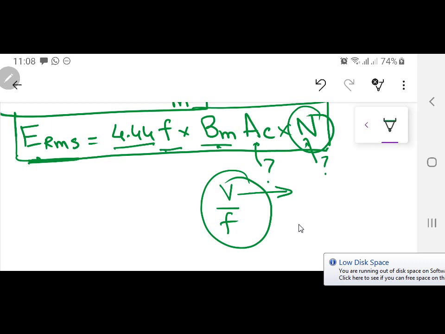If you try to give more than 200, the winding insulation will be damaged. By winding insulation, I mean that this is a shell type transformer. In the central core, you have all the winding. First of all, you will do the low voltage winding, and then on that one, you will do the high voltage winding.